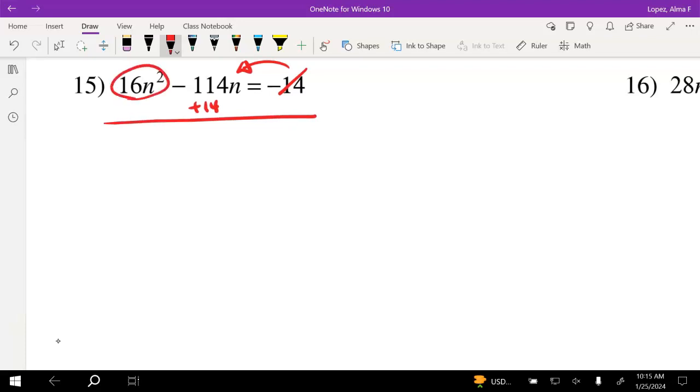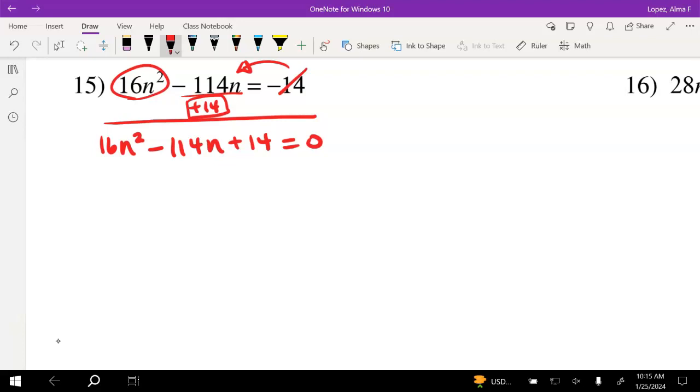So I only have one n squared term. I'm going to write him down first. Then I've got this 114n. That's going to go second. And then I have this positive 14. He will go last. Now he's ready to factor.